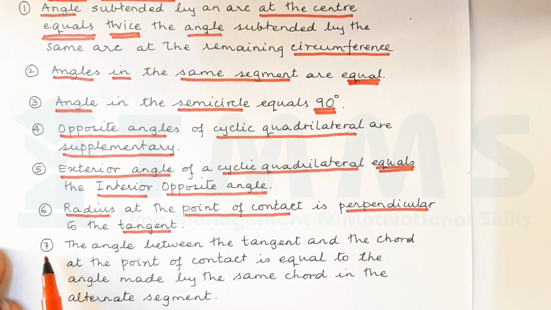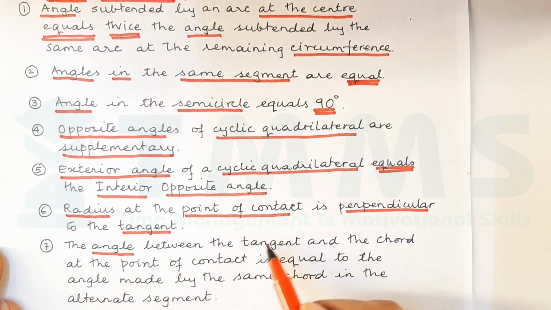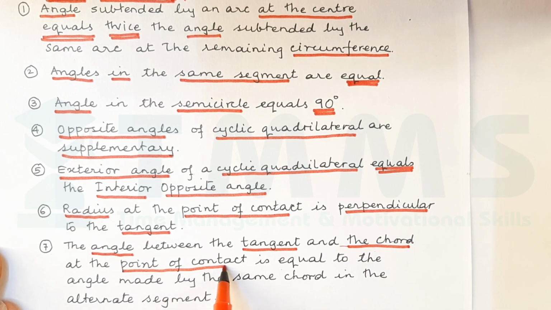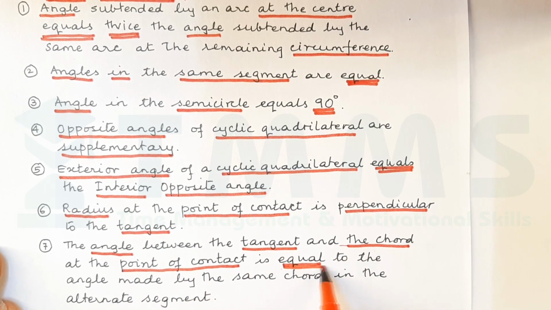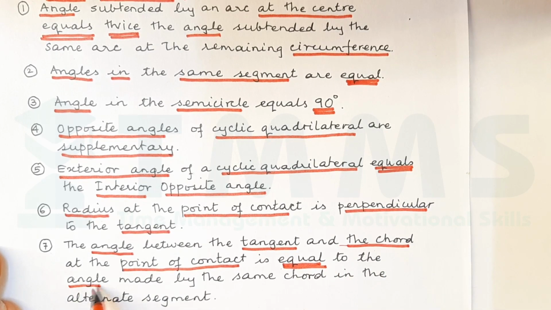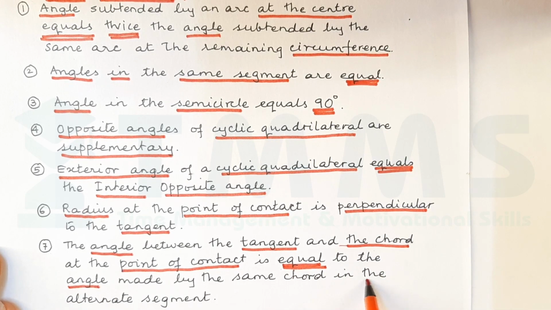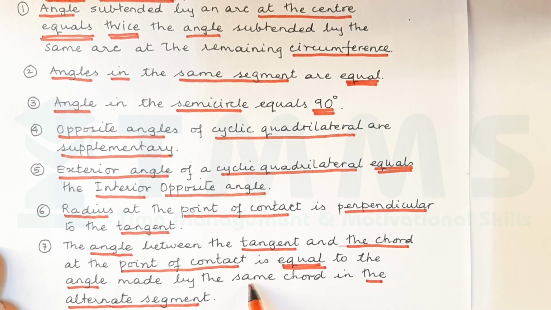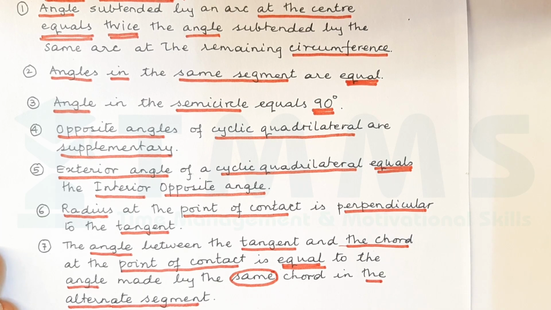So we come to number 7. The angle between the tangent and the chord at the point of contact is equal to the angle made by the same chord in the alternate segment. Now, this is where you have to pay attention. Take the same chord and find the angle made by the same chord in the alternate segment. So that finishes our basic circle theorems.